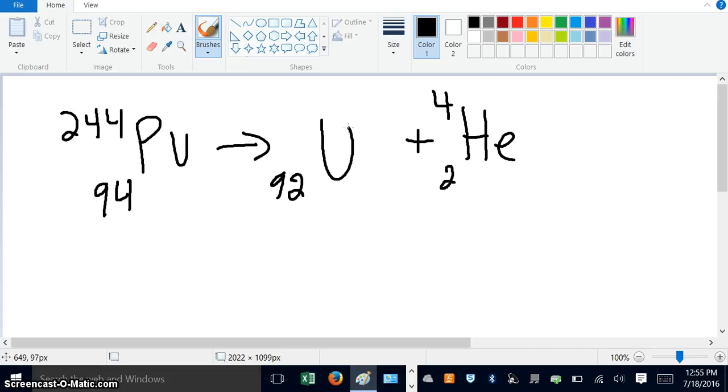And what about the mass number? The mass number is going to be 4 less than what you started with. So it's, instead of 244, of course it's going to be 240. So that's just another isotope of uranium, uranium 240. Okay, so there's an alpha decay. And let's see, let's do another, we'll do a beta decay, and you're going to have some practice with this on the homework.